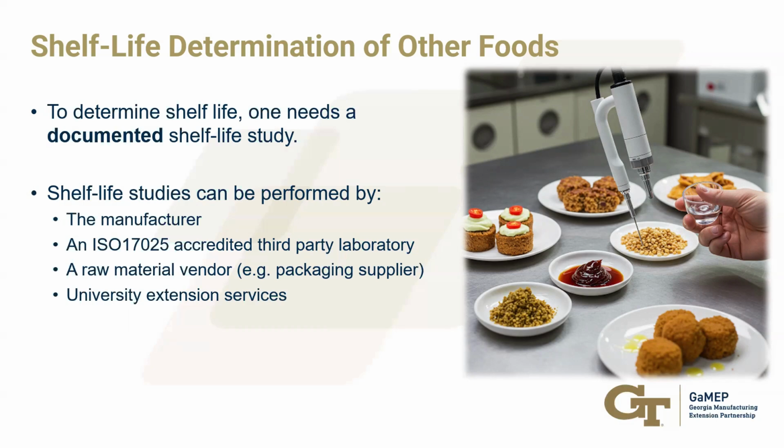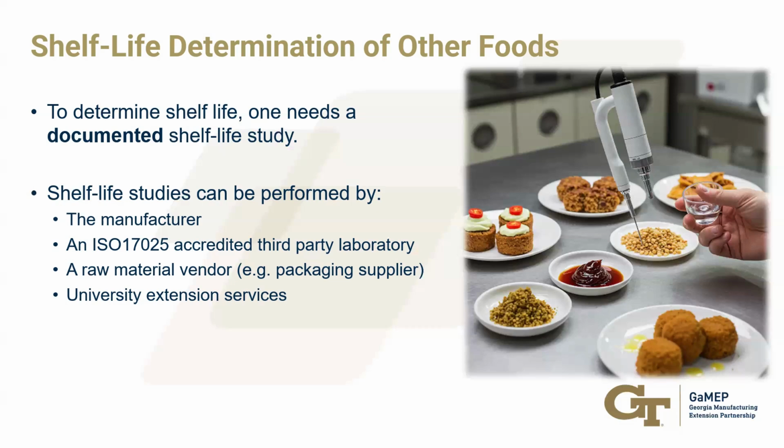Certain types of packaging, especially bottles and cans, certain types of film, are designed to hit a shelf life for common products. So, for example, if you're packaging juice, a 100% juice product, your packaging supplier might have some existing shelf life studies on how their packaging plays with a 100% juice product.